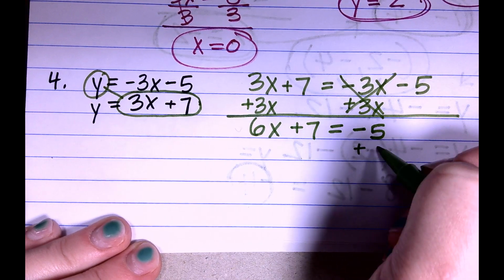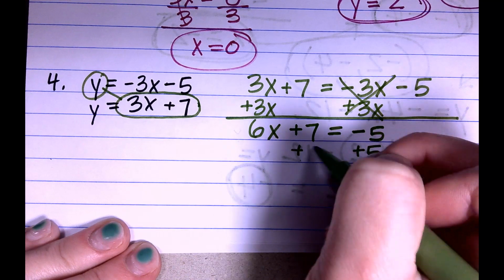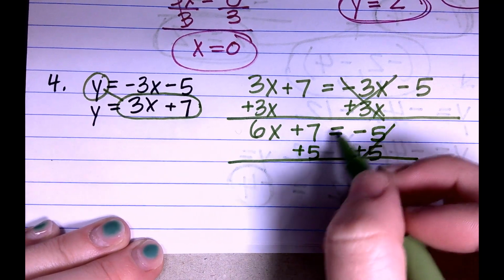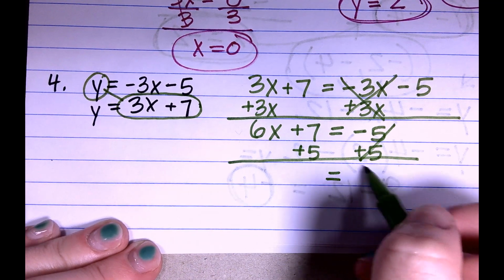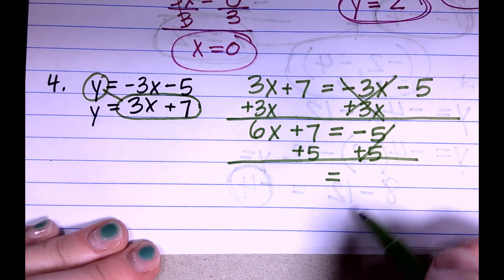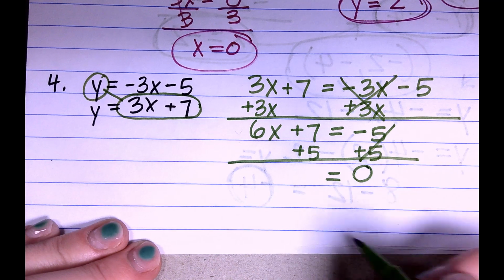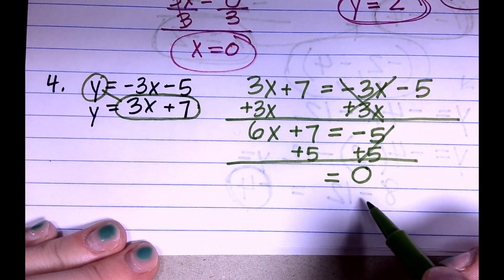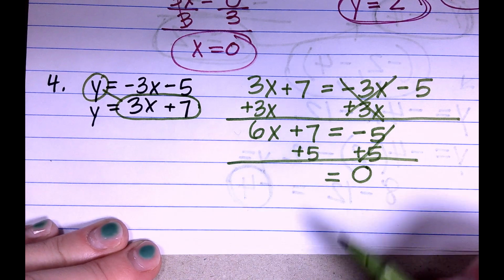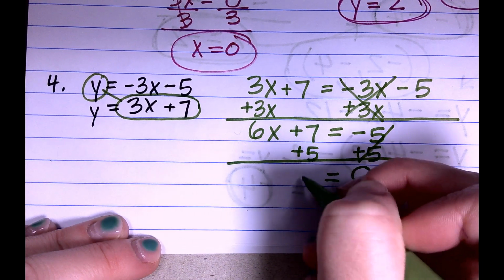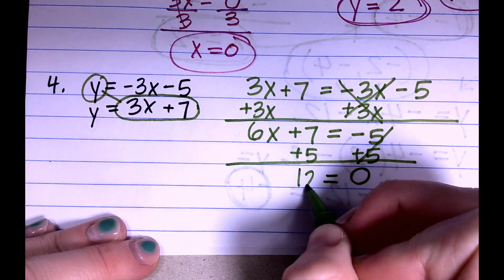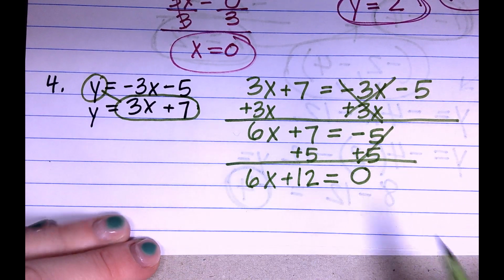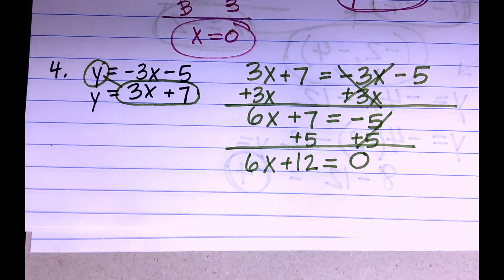Sure, we can do that. So add 5. Okay, add 5. Those cancel. So if numbers cancel and there's nothing else left, what do I need to write over here? 0. I can't just have an equation with nothing on both sides. So those give us 0. 7 plus 5 is 12. And then I bring down 6x plus 12 equals 0. Where do I go from here?